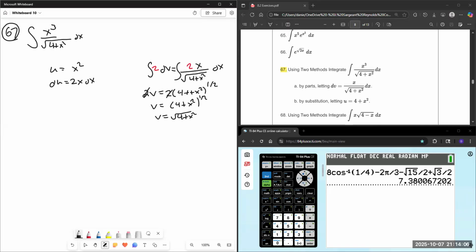So uv is x squared times 4 plus x squared to the 1/2 minus integral of v du, 2x root 4 plus x squared dx. I'm going to rearrange just a tad here.